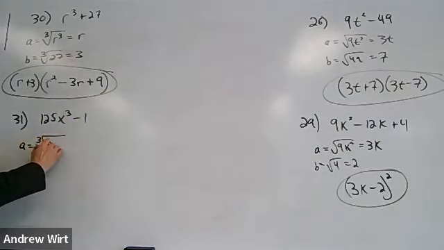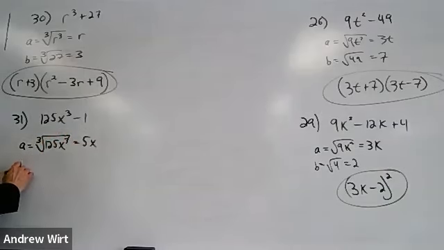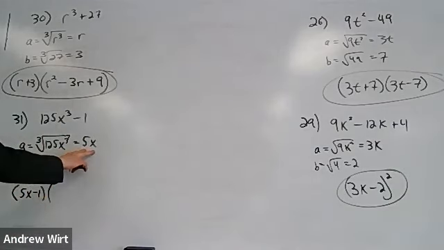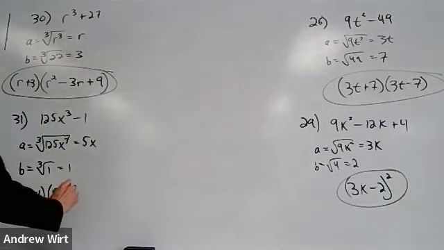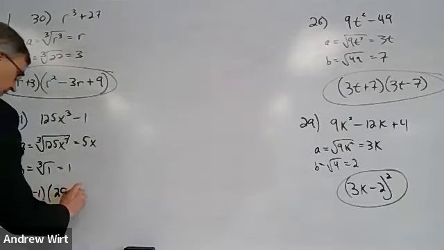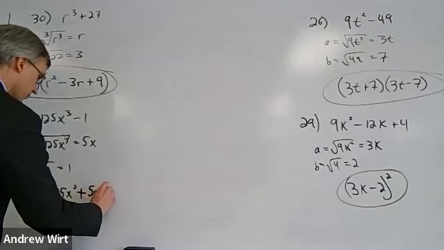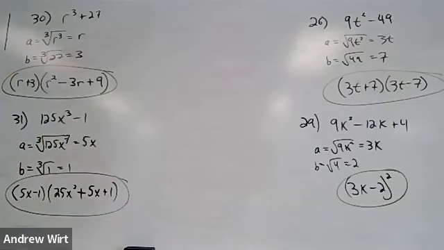Take the third root of the first term and get 5x. And for B, we'll take the third root of 1 and get 1. All right, now we've got difference, so we're going to start with subtraction. 5x minus 1. And now we'll do A squared, which is 25x squared, and switching signs from negative to positive. And we've got A times B, so that's just 5x, plus 1 squared, which is 1. So 5x minus 1 times 25x squared plus 5x plus 1.